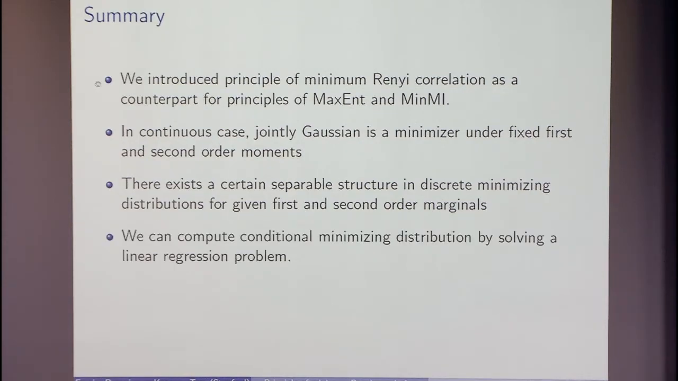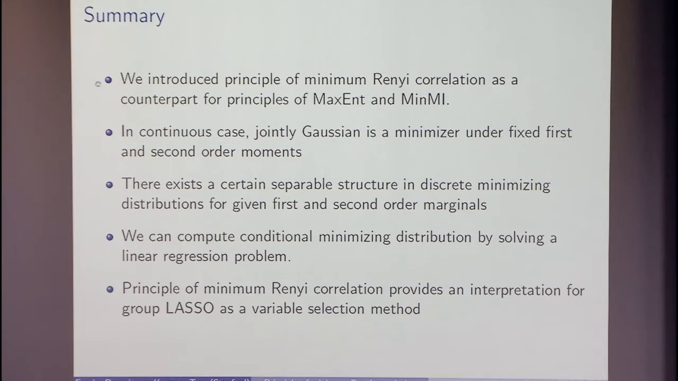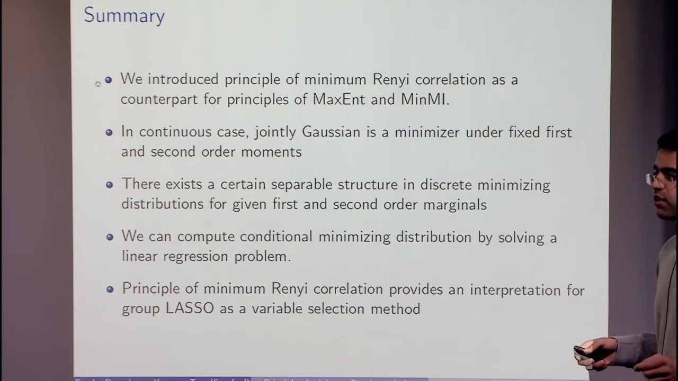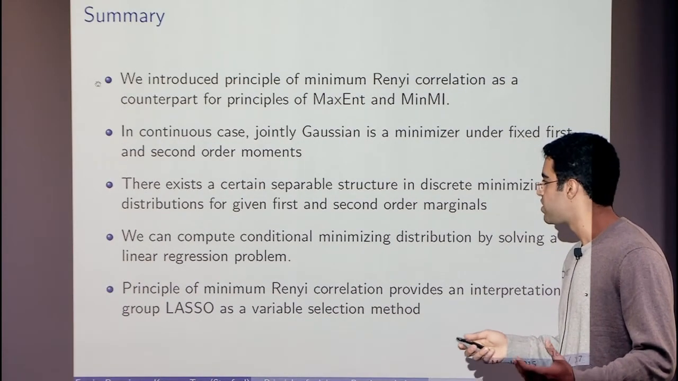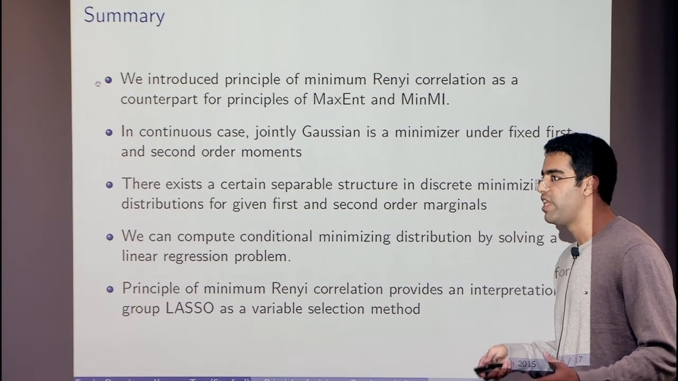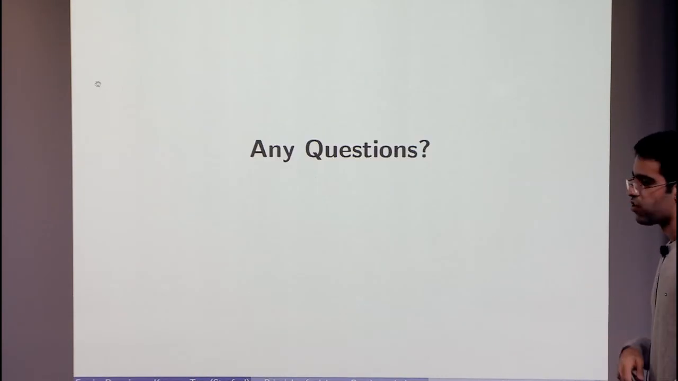And then we provide an efficient way in order to compute the conditional distribution that minimizes Renyi correlation under that condition, and we provide a necessary and sufficient condition to check whether it is satisfied and the size of that subset that it would be satisfied under. And last, we provided a justification and interpretation for group LASSO using the principle of minimum Renyi correlation as an application to see how it can be applied to learning and modeling problems. So that's it.